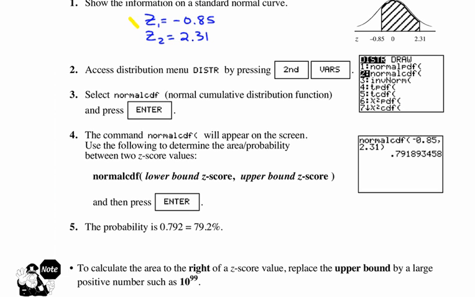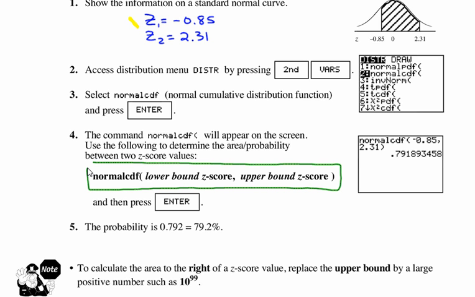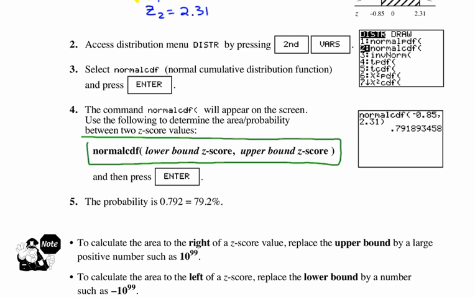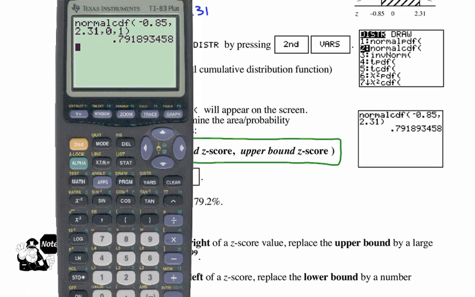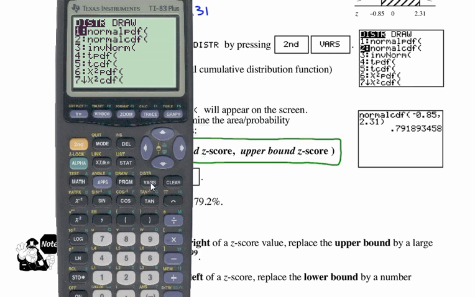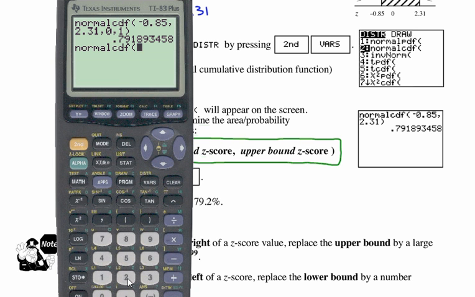So, for z-scores, here's that formula: lower bound z-score, comma, upper bound z-score. I like to get into the habit of always going comma my mean, comma my standard deviation, because we're going to have to do that in the future if we don't have a z-score. But you don't have to. I'd get the same answer if I go second vars, Normal CDF, between negative 0.85, comma, 2.31, enter.